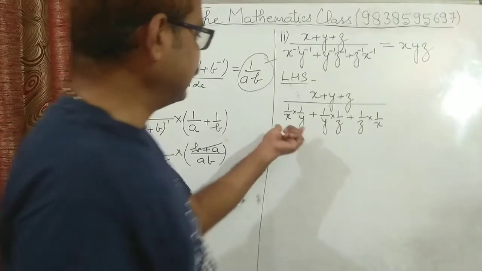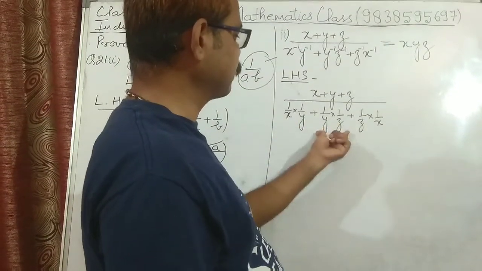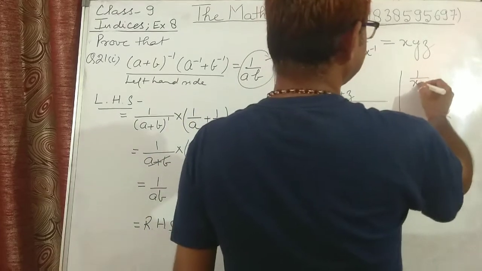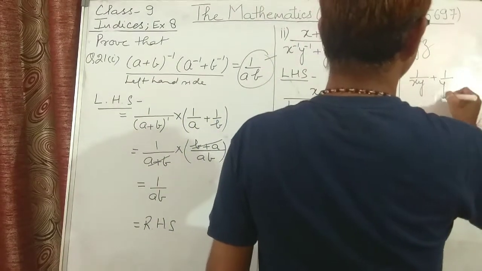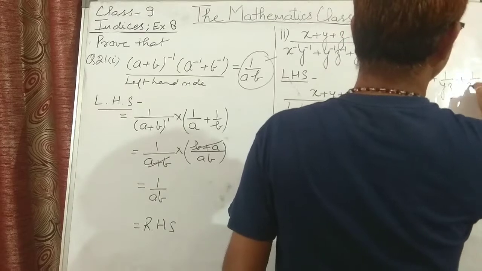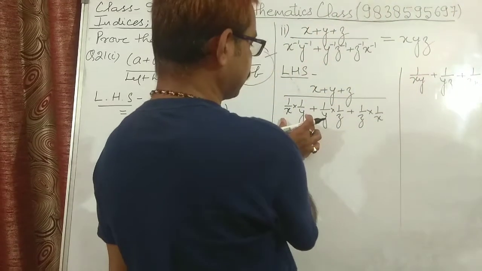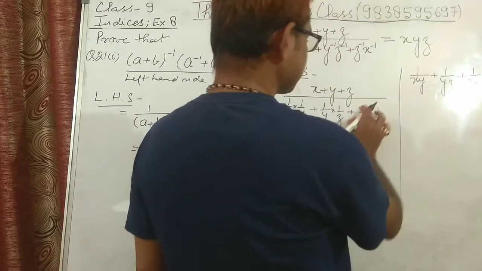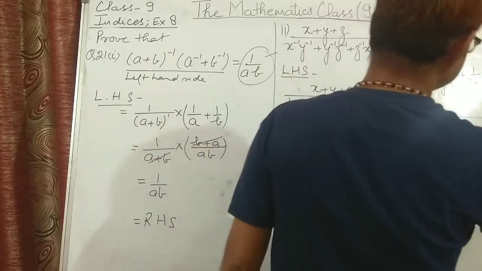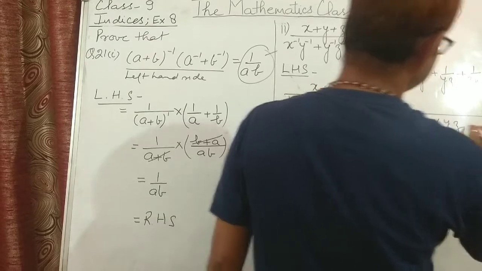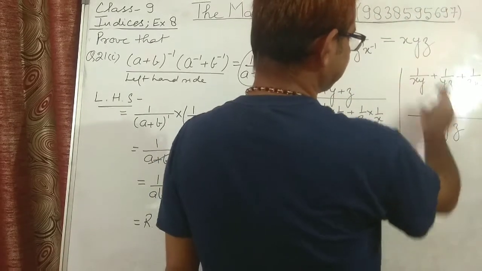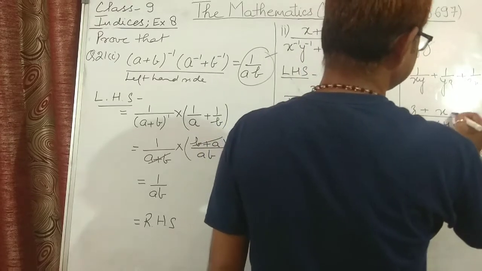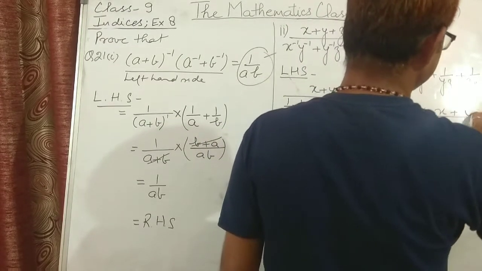Now this can be written as 1 upon xy, 1 upon yz, 1 upon zx. I am solving this portion: 1 upon xy plus 1 upon yz plus 1 upon zx. Here LCM will be xyz. xy cancelled xy, z is left, z into 1 is z. Similarly, yz cancelled, it is x. Similarly, zx cancelled, y is left.